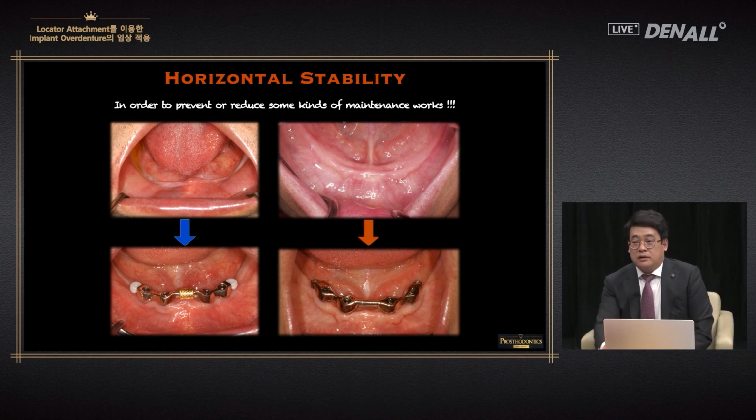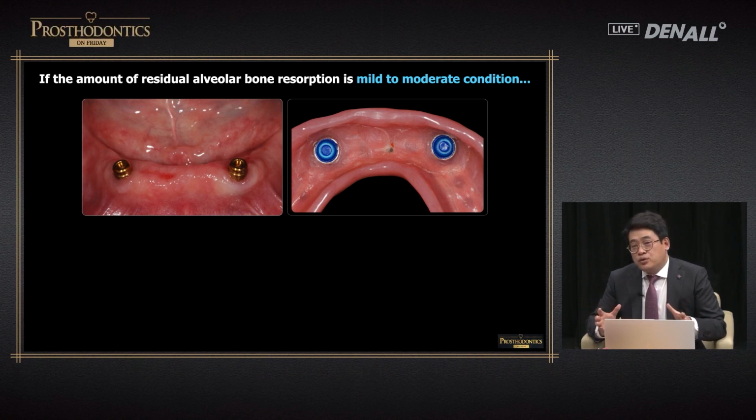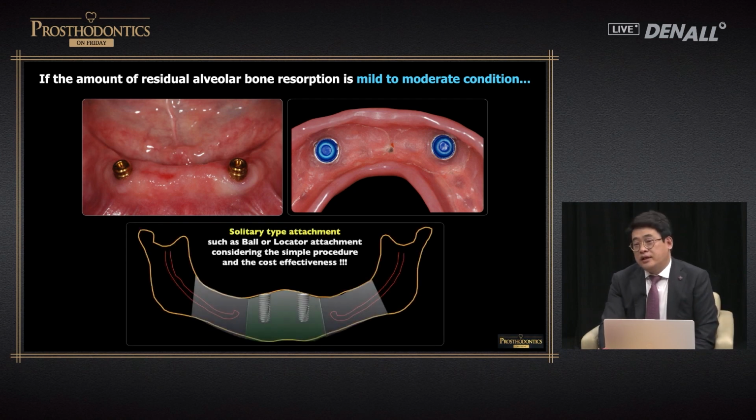If there is mild or moderate level of alveolar bone resorption in the anterior area, there's a bit of bone. And therefore, when we apply attachment, you can provide horizontal stability on the full denture. In those cases, I use solitary type attachments.